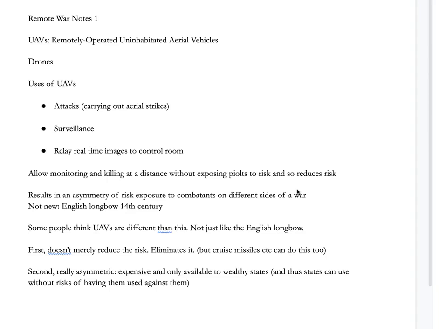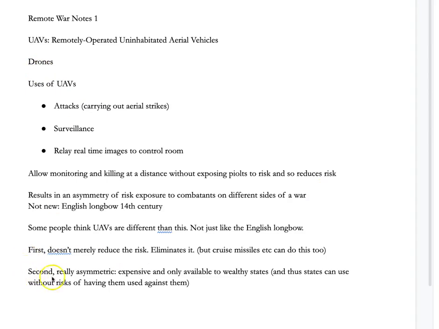There's another respect in which people think that UAVs are new. And they're really, really asymmetric. Really, really different. UAVs are super expensive. Only wealthy states can have them. And so that creates a significant, huge advantage for wealthy states. They can use drones without the risk of having drones used against them. And so they have no reason to get an agreement where they say, let's just not use drones.